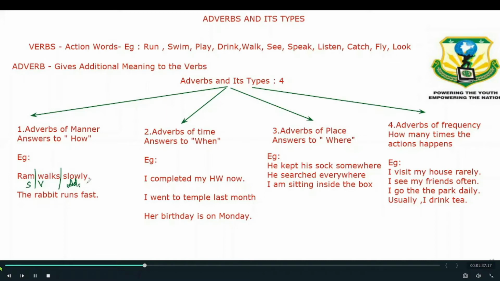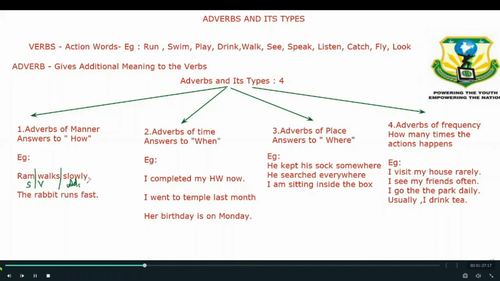The rabbit runs fast. About what are we talking? The rabbit is the subject. Runs is the verb. And how does it run? It runs fast. So this is the adverb of manner, because it answers the question how.